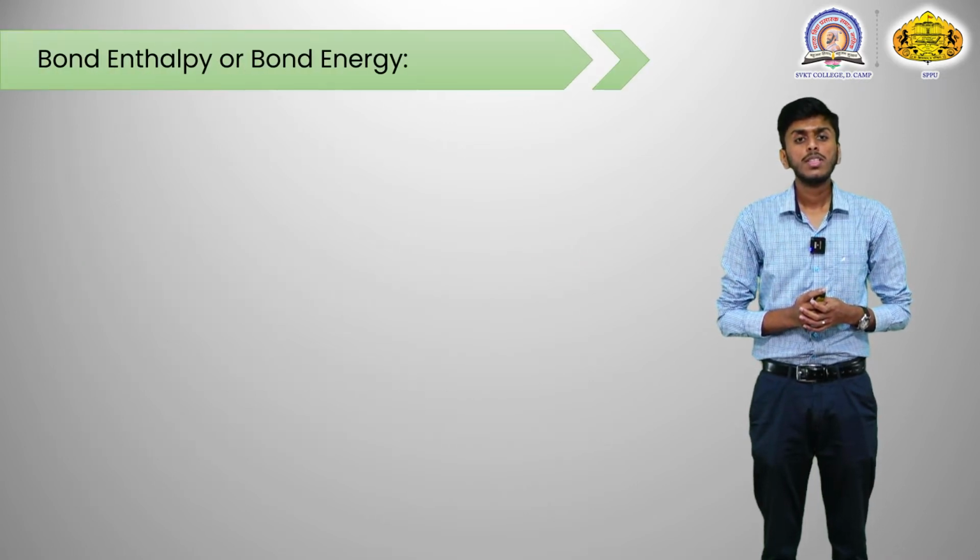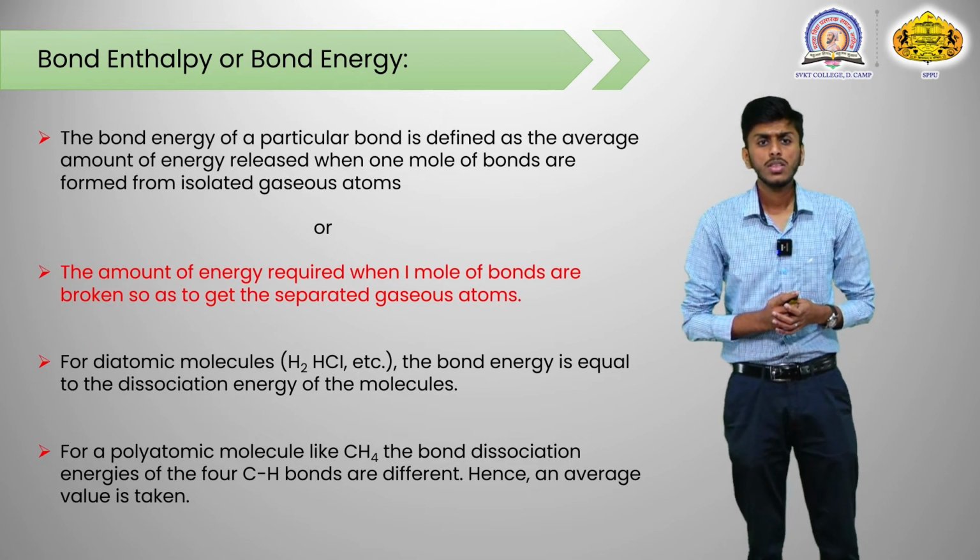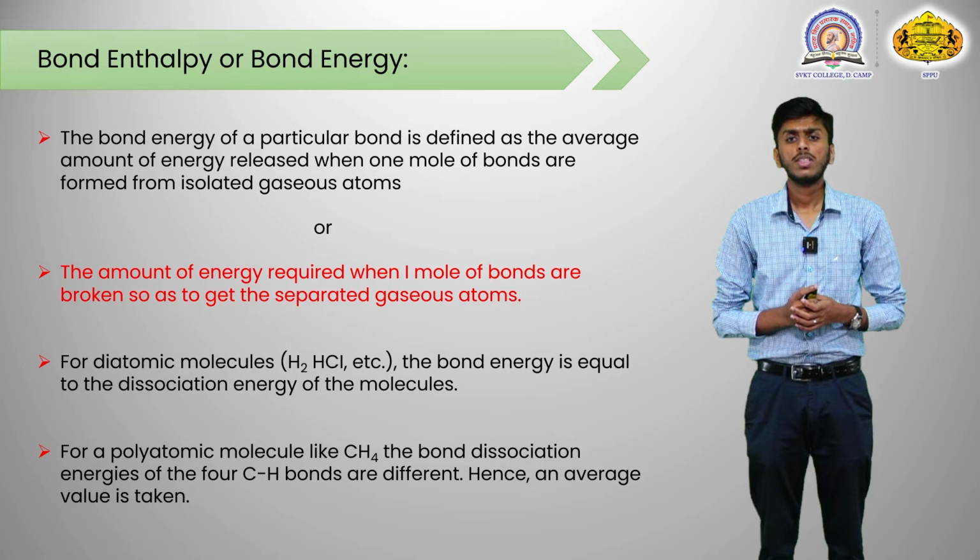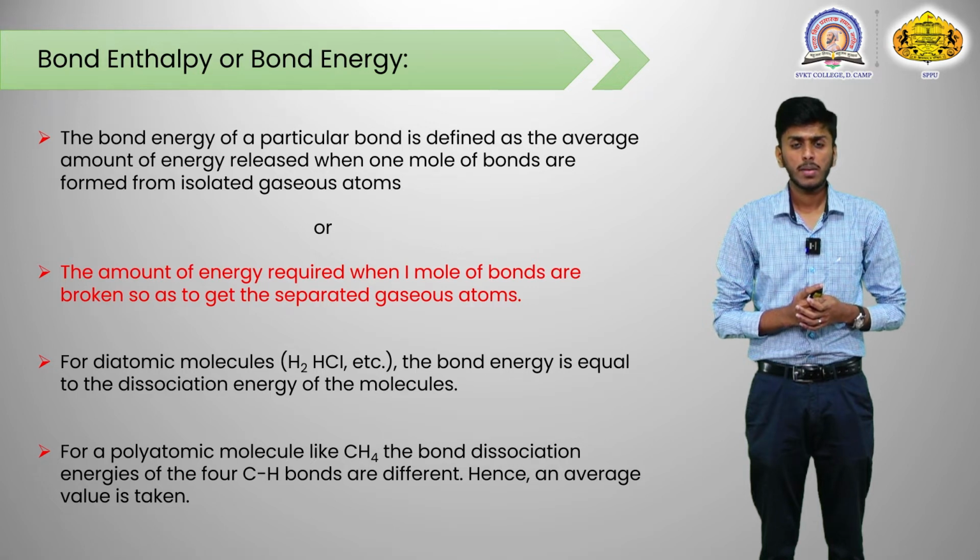Now the next point is bond enthalpy or bond energy. The bond energy of a particular bond is defined as the average amount of energy released when 1 mole of bonds are formed from isolated gaseous atoms, or in a simple definition, the amount of energy required when 1 mole of bonds are broken so as to get separate gaseous atoms.